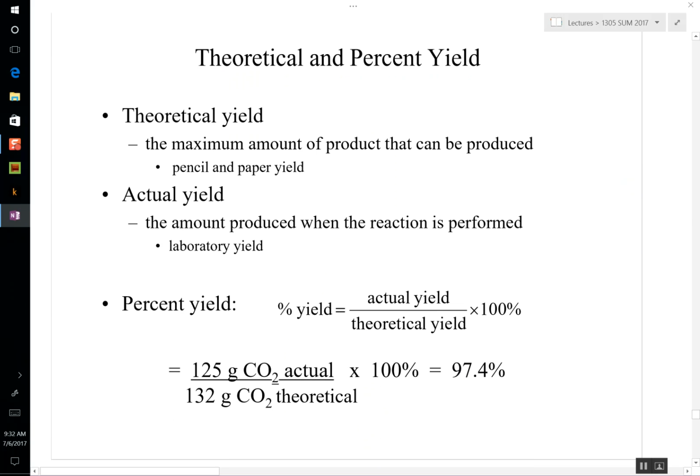Percent yield. And we got the theoretical yield. That's the maximum amount of product that can be produced. If you ran a reaction, you would calculate the theoretical yield, and then you actually got your product and went and weighed it. You said, okay, this is how much I actually produced. What was my percent yield?